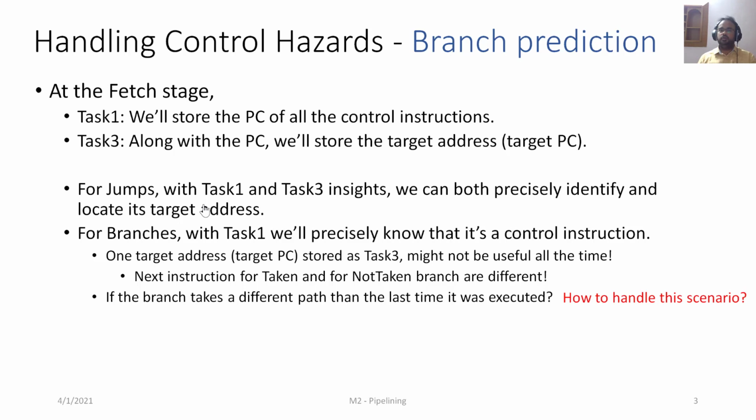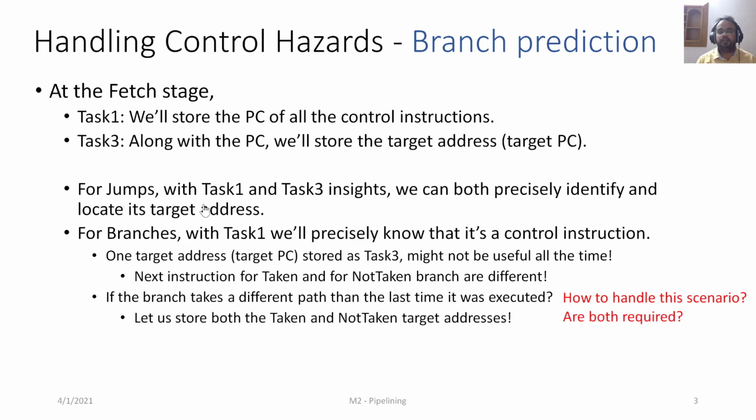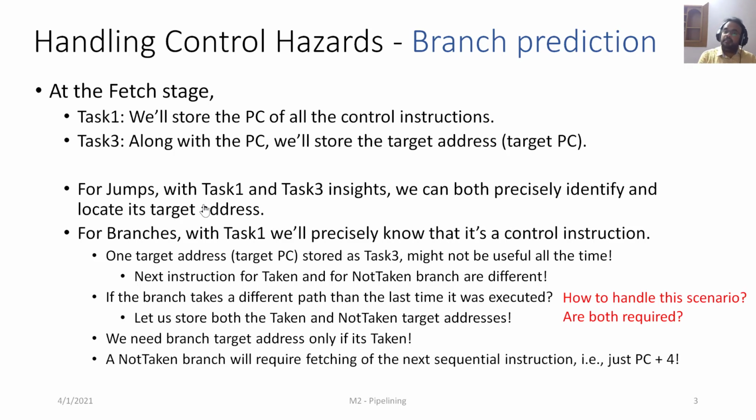If we store a note of both the taken address and the not taken address, our life would be simple. But are both required? That is an interesting question, because if the branch is taken, yes, we definitely need to make a note of where we are jumping to. But if the branch is not taken, we move on to the next sequential instruction, right? So if the branch is not taken, we don't need to explicitly store the address, because where it will go to is PC plus 4, right?